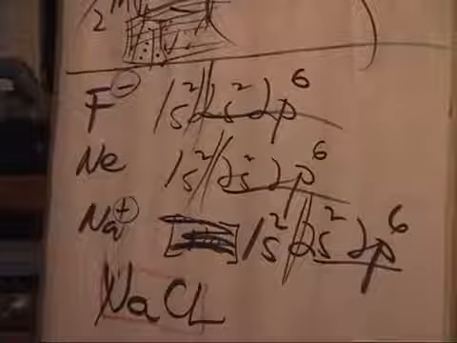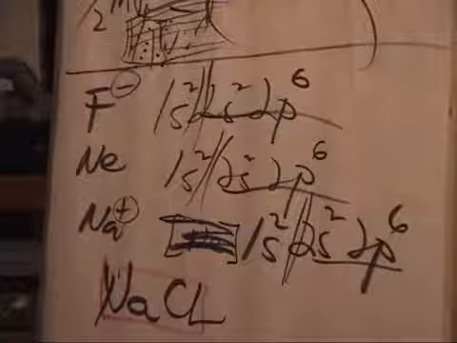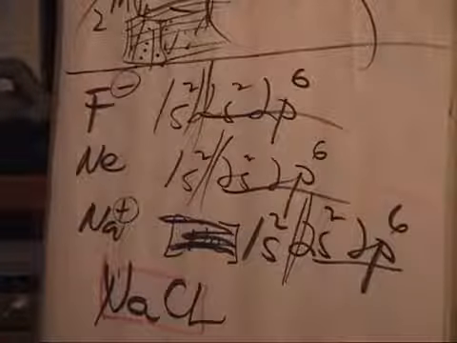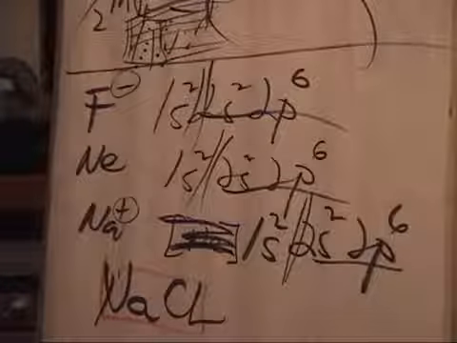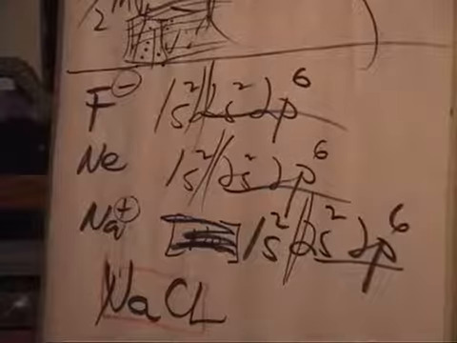the smallest possible unit of an ionic compound is called a formula unit, or unit cell. But actually unit cell is easier. Formula unit is the one they usually use. It's the smallest possible unit of an ionic compound.